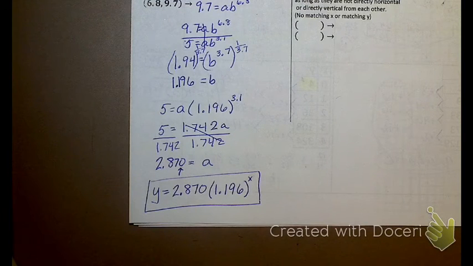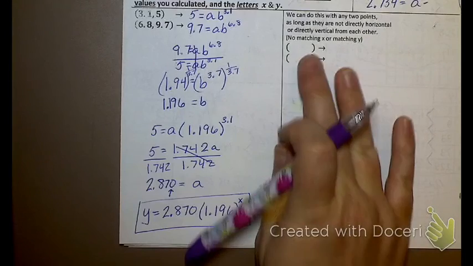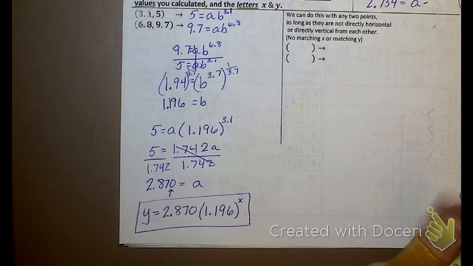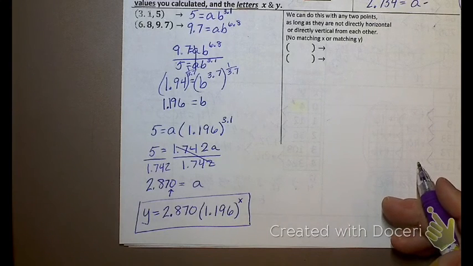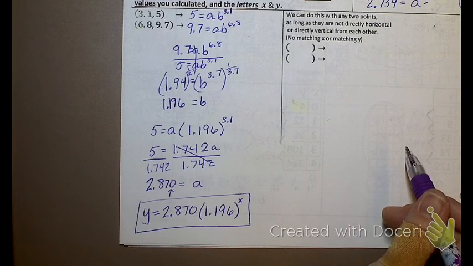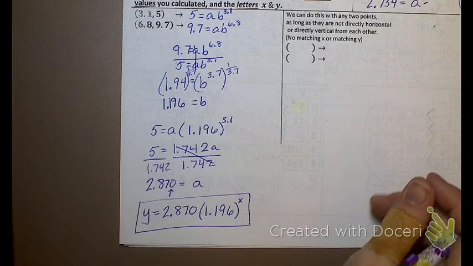Okay. Now, you could actually do this with any 2 points. Any 2 points, as long as they don't have matching X or matching Y values, could be on an exponential graph. Do you want me to show you another one, or do you think you're pretty good? You're pretty good? All right. Sounds good. Happy studying.